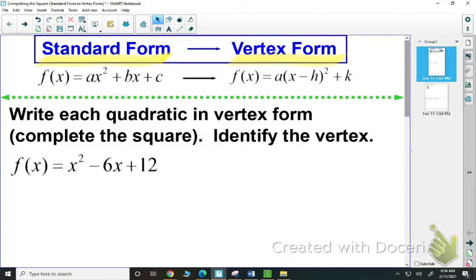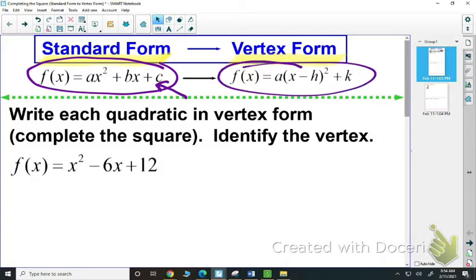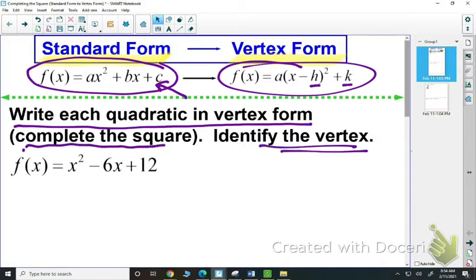So remember, standard form looks like this: ax squared plus bx plus c. Remember, the y-intercept is your constant c. And then vertex form looks like a times the quantity x minus h squared plus k. And remember, h comma k is your vertex. So in the directions for today, it says to write each quadratic in vertex form. What we're really doing is completing the square. And then we're also going to identify what the vertex is.